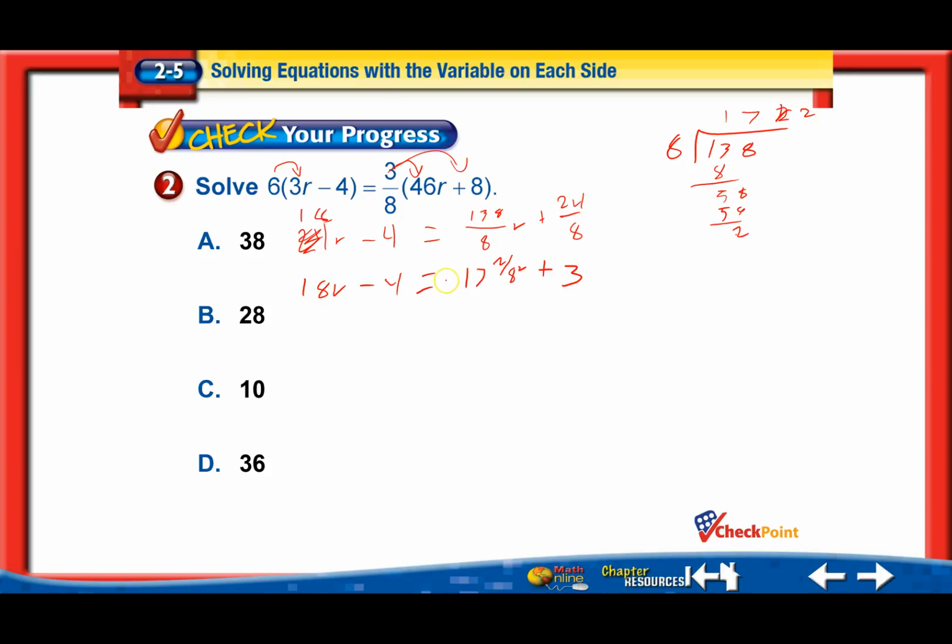From here, I'm going to subtract. This is the bigger number, so I'm going to subtract the smaller one. So minus 17 and 2/8 r minus 17 and 2/8. Well, that's going to take 17 of those away. That's going to leave me 1. 1 minus 2/8 would be, if I take 2/8 away from 8/8, it would give me 6/8 r, which could also be 3/4 r.